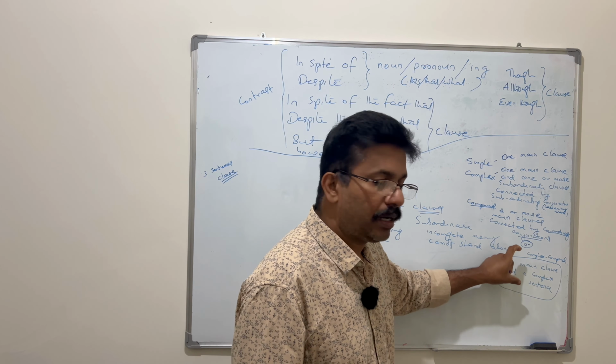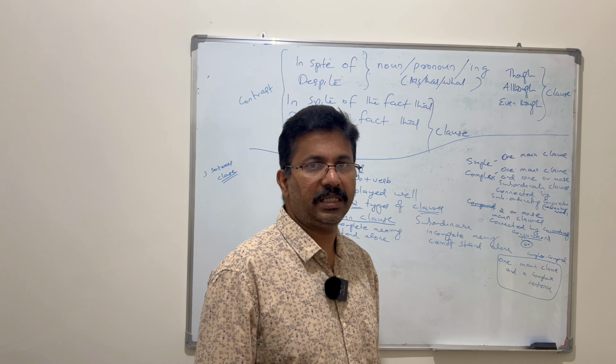So there must be minimum, I have told you there must be minimum two main clauses in a compound sentence, and this is meeting the criteria to make a compound sentence, because there is one main clause and there is an extra main clause in the complex sentence. So this is meeting the criteria to make a compound sentence. All right, does that make sense?